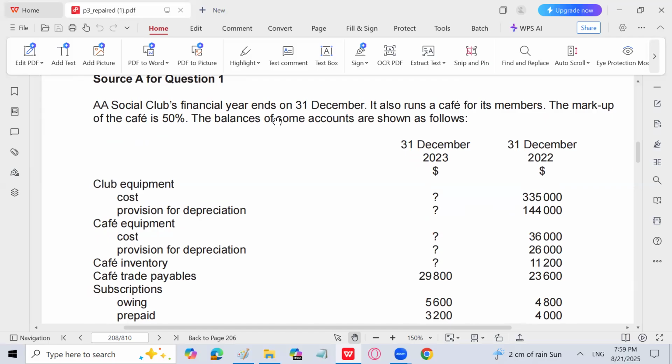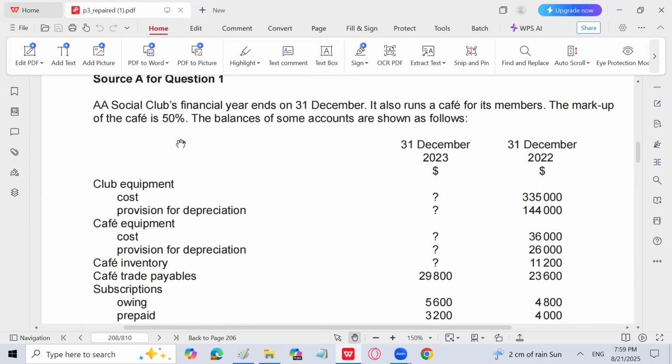A social club's financial year ends on 31st December. It also runs a cafe. It means a cafe trading account will be prepared. The markup of the cafe is 50%. So markup is given. When markup or margin is given in the question, number one, we have to find gross profit directly.